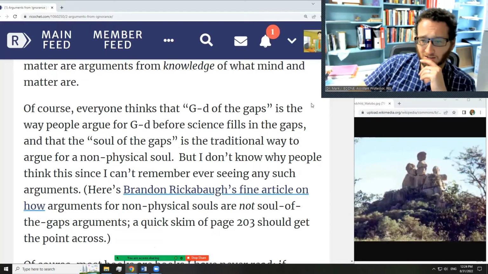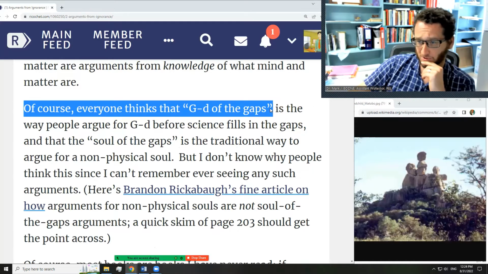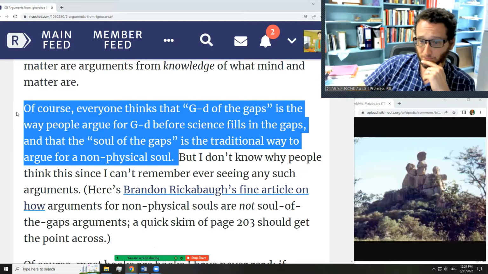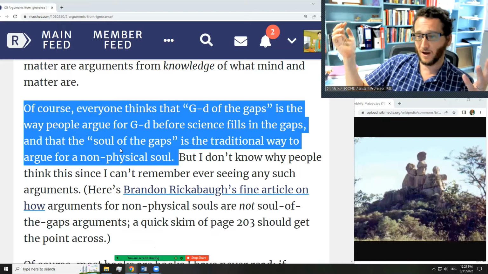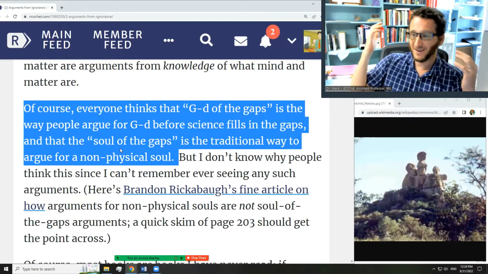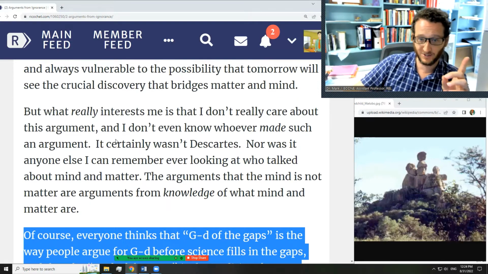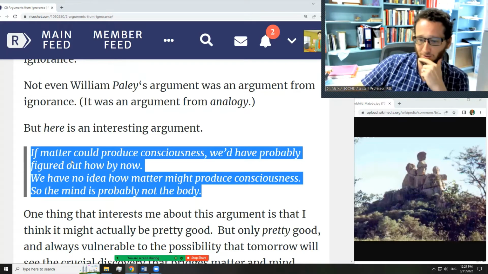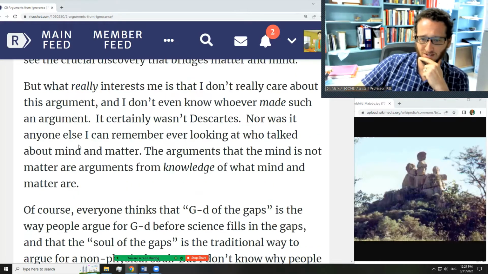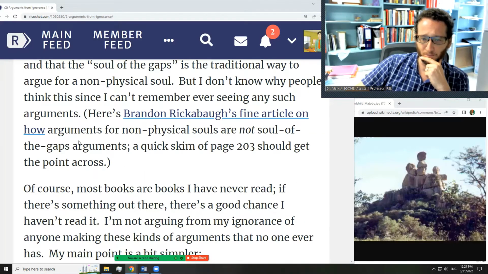Now, the thing is, the God of the gaps argument, which is shorthand for argument from ignorance, or the soul of the gaps argument, is what people think people make. These are the kinds of arguments that people think people make. People even think it's common knowledge, but I don't know why, because I've never seen the arguments, except this one that I typed up here, and I don't know whoever even made that argument. I'm not sure I like it myself, though it is interesting, and maybe it's a decent argument.